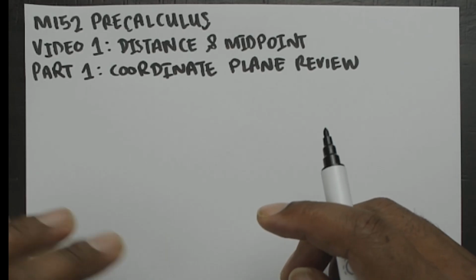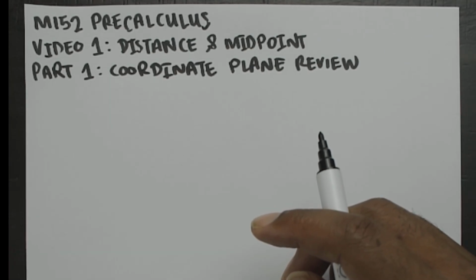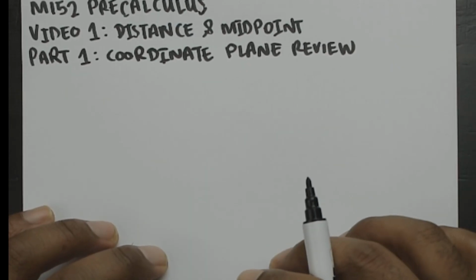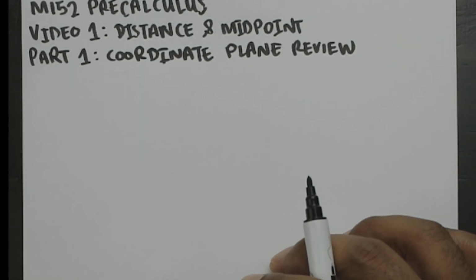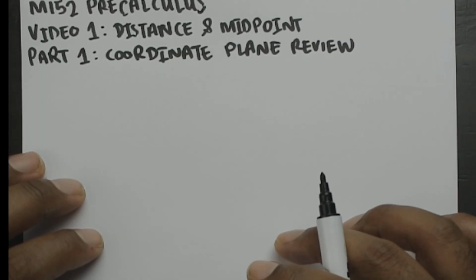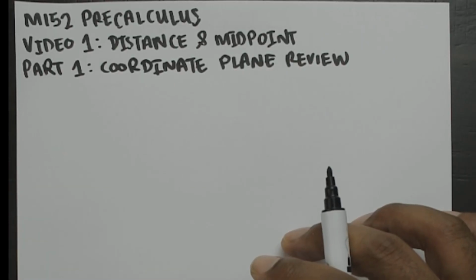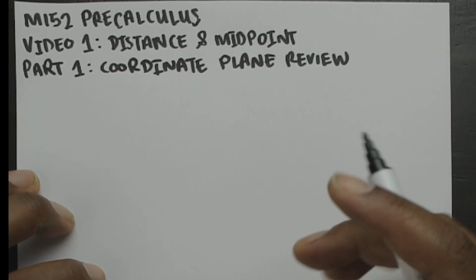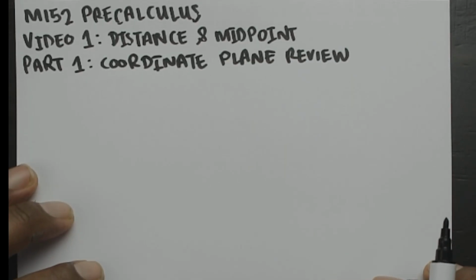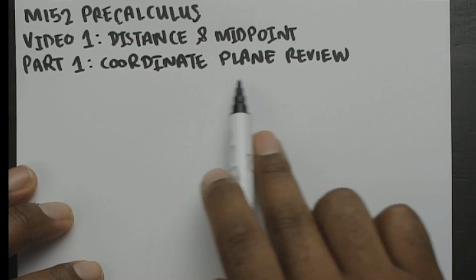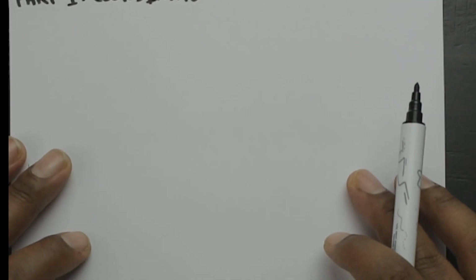But before we use any formulas, I want us to understand where these formulas come from and what they actually mean. So I don't want you to simply memorize symbols without understanding the mathematics behind them. So it's very important that you understand the symbols before you're able to apply them. Now, what I'm going to do is I'm going to draw a coordinate plane. So part one, coordinate plane review. So we're going to start there.